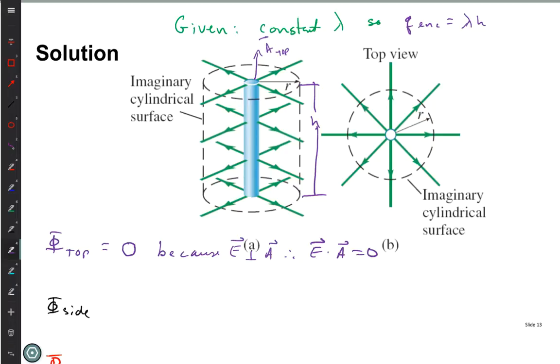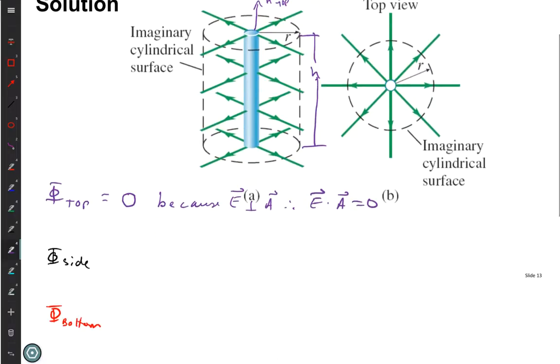Okay, so if that's throwing you off, think about it this way. How much of these electric field lines make it out of the surface? They're all staying in the surface, right? So none of them get out, hence there's no flux. Okay, what about the side now?